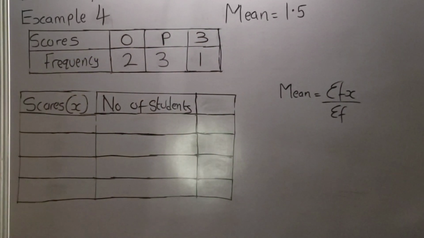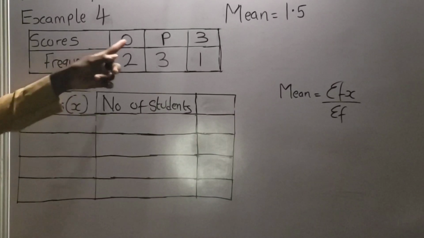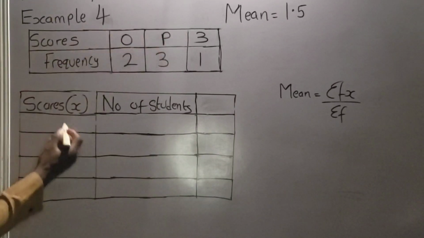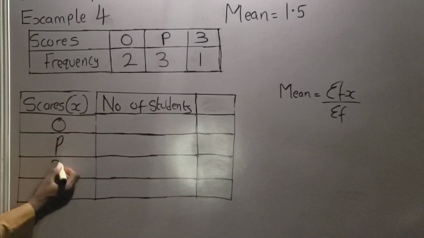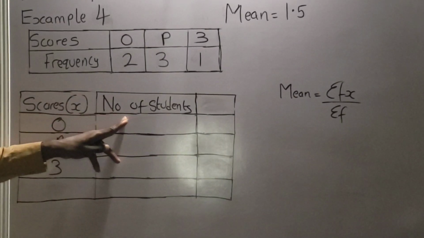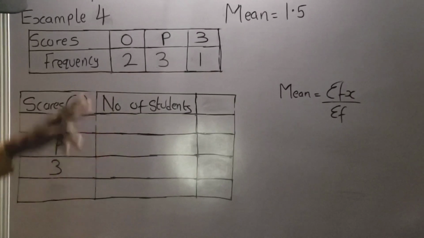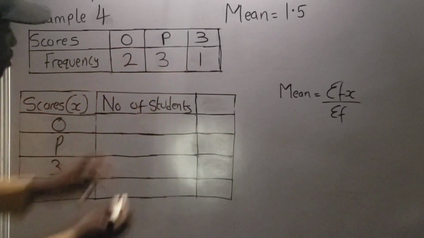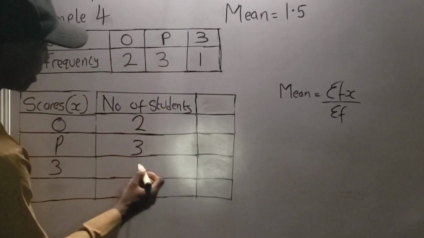So now let us construct our table. The first is what? Scores. And scores are what? 0, p, and 3. So 0, p, and 3. And numbers of students, which is the frequency. The frequency is what? 2, 3, and 1. So I'm going to have 2, 3, and 1.